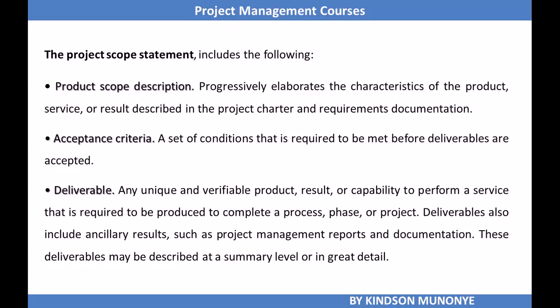The project scope statement also includes product scope description, which for projects that are undertaken to produce a product, progressively elaborates the characteristics of the product. That is product scope description. Acceptance criteria is also specified in the project scope statement. Acceptance criteria are a set of conditions that is required to be met before deliverables are accepted.